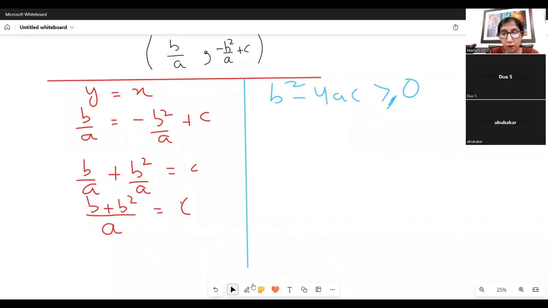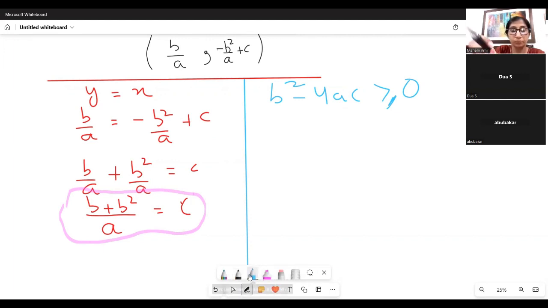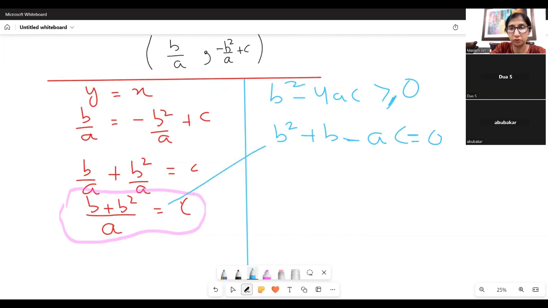Okay, so now how do we get the quadratic equation? We've done this much. We have b and b square. Let's rearrange this and we'll get a quadratic equation, and we'll extract its a, b, and c. So this becomes b square plus b minus ac. I've skipped a few steps and changed it into the general form of a quadratic equation. So b square plus b minus ac.